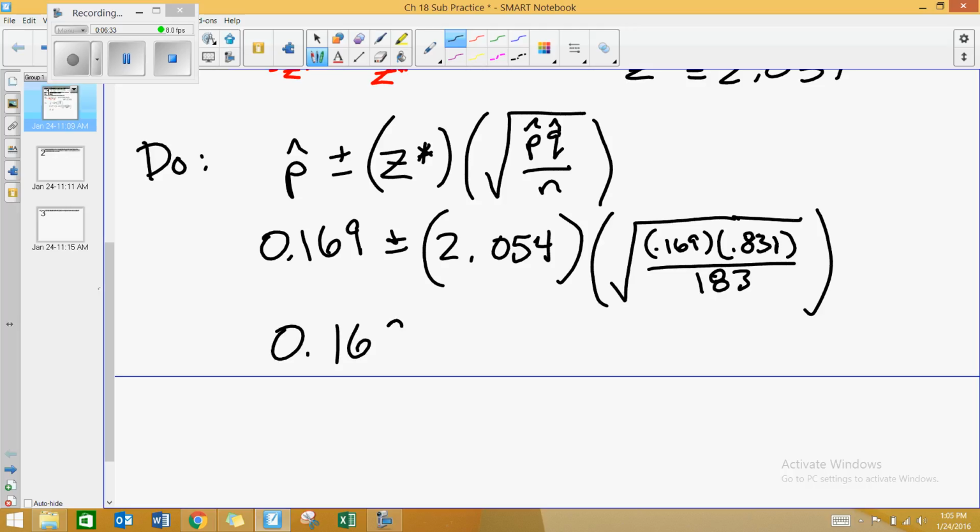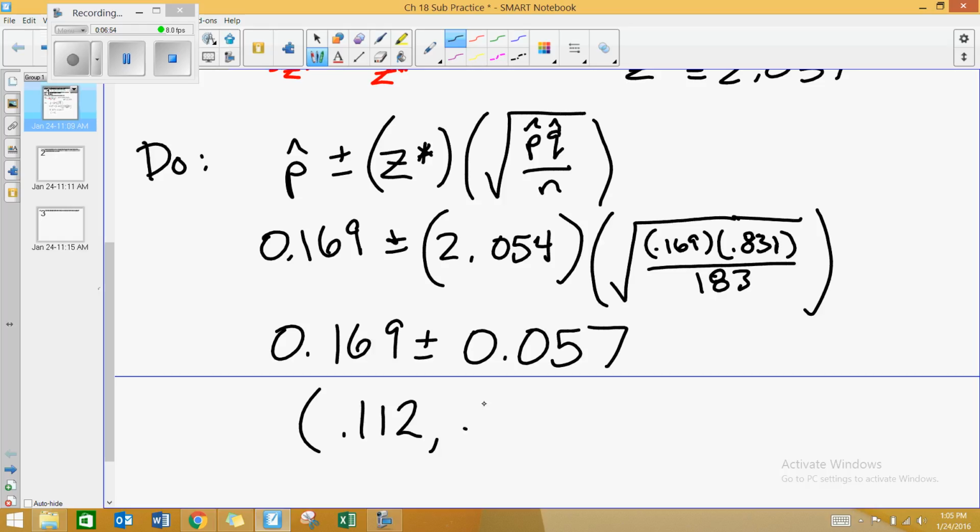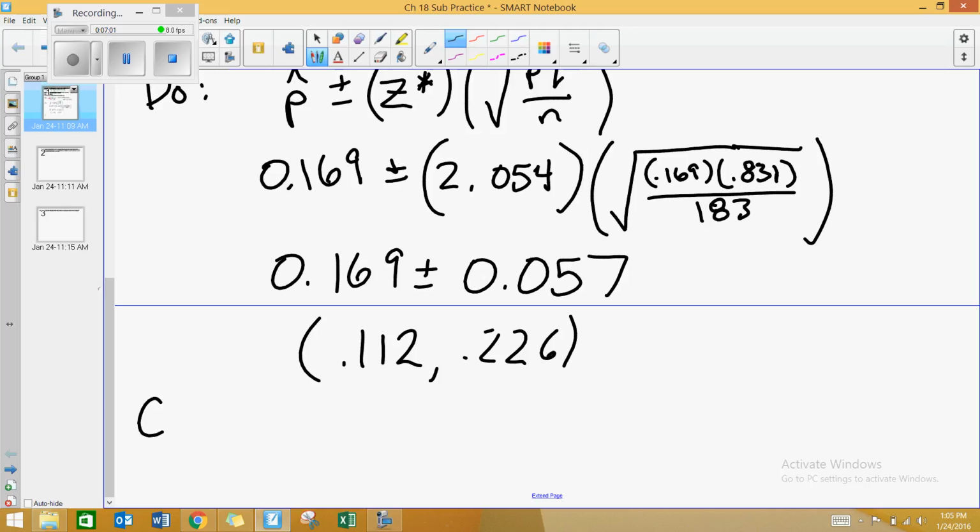Okay, so doing a little bit of calculator work, we arrive at 0.057. This is our margin of error. So we add a little bit of cushion to the left, a little bit of cushion to the right. That cushion is the margin of error. So my confidence interval runs from 0.112 to 0.226. So what does that mean? Well, we'll elaborate on that in the conclude step.